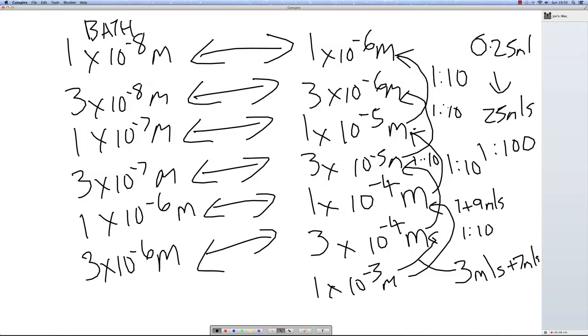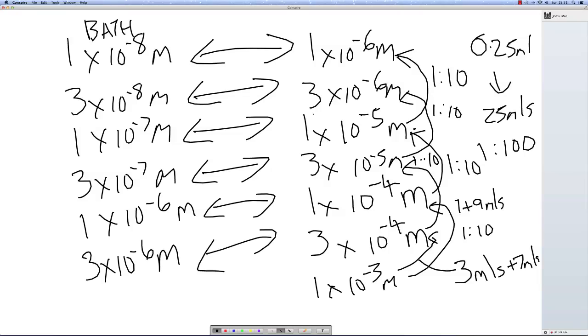Alternatively, you can do it the way you did it to start off with, from the 1 times 10 to the minus 3, taking 3 mils and 7 mils to get 3 times 10 to the minus 4. Well, you can take 3 mils of 1 times 10 to the minus 4, add 7 mils of buffer, and you'll get 3 times 10 to the minus 5. And just the same, you can take 3 mils of the 1 times 10 to the minus 5, add 7 mils of buffer, and get 3 times 10 to the minus 6. Whichever way you do it is fine with me. Once you have all those concentrations inside their tubes, all well labeled, then you can start part 2.